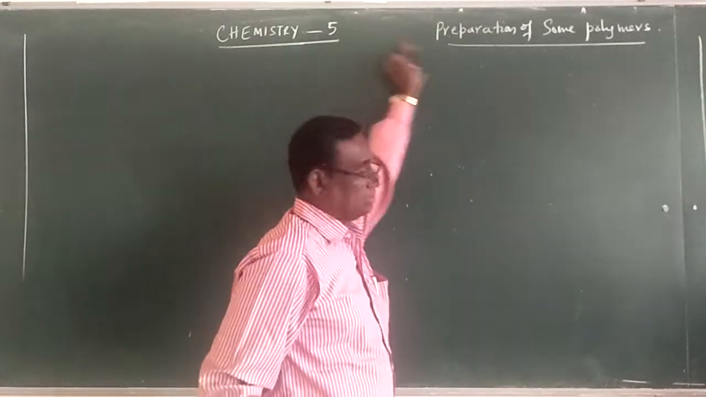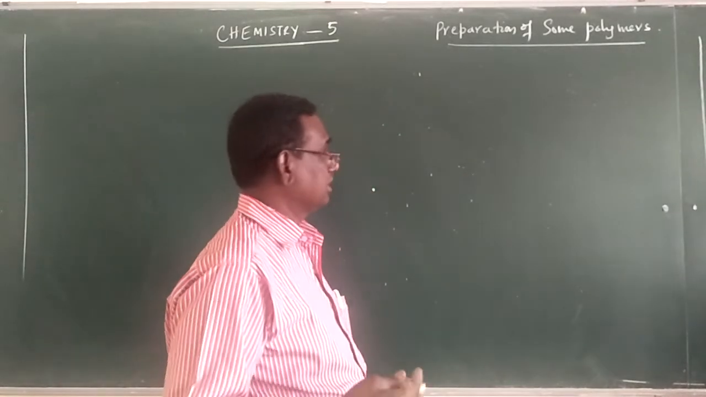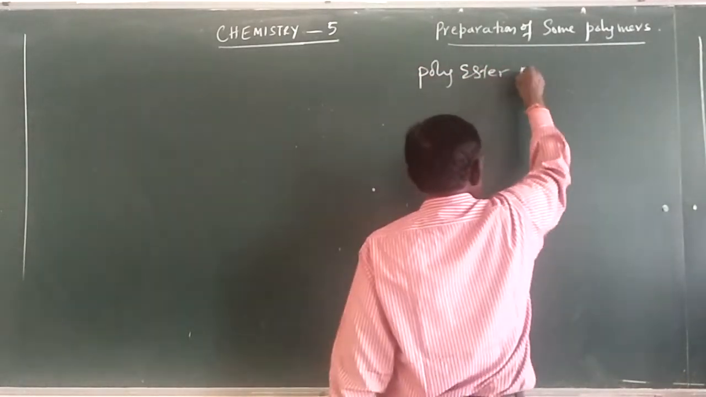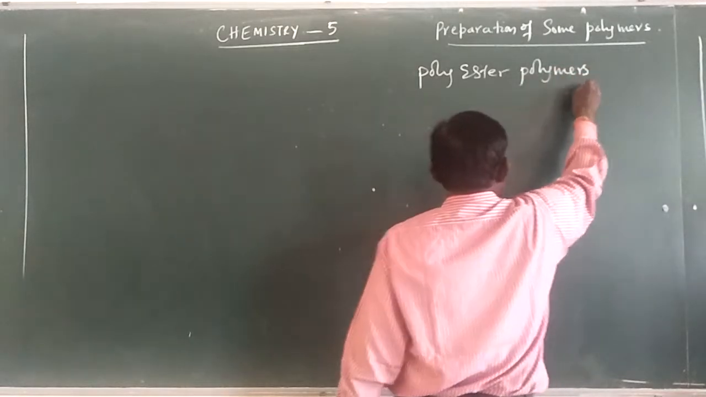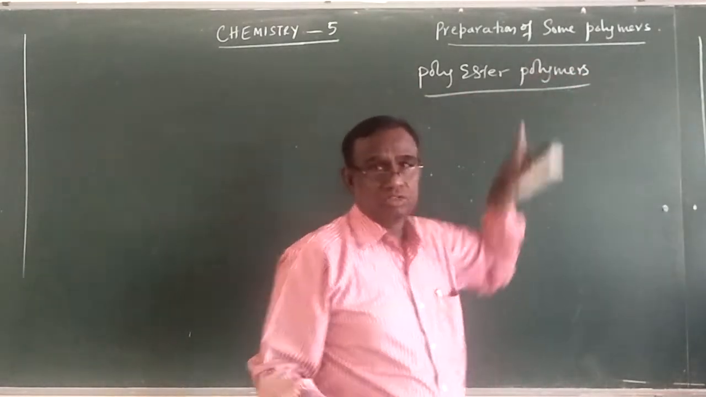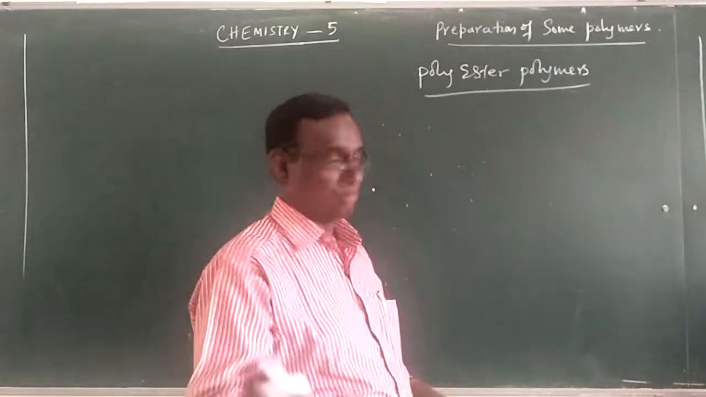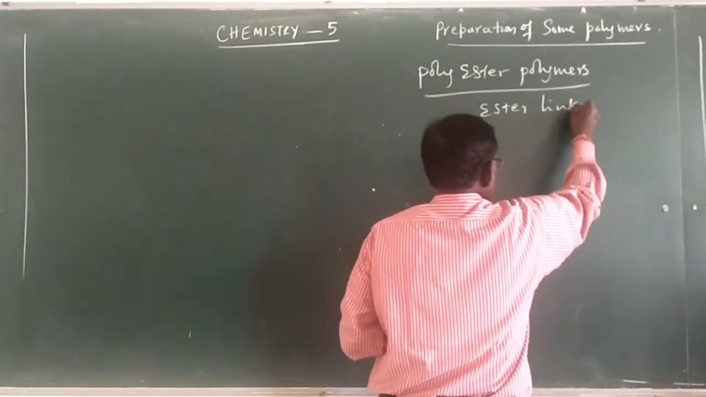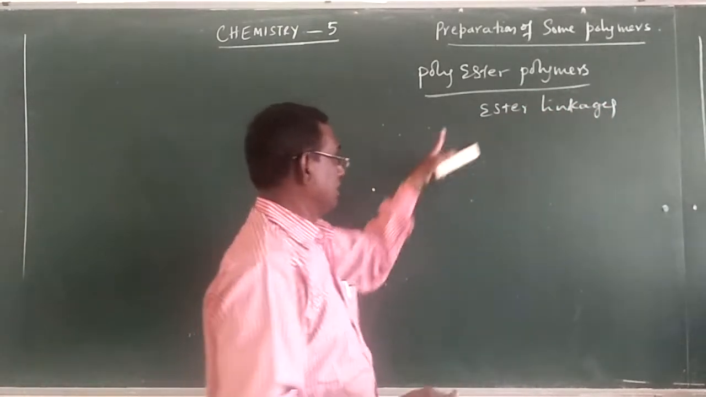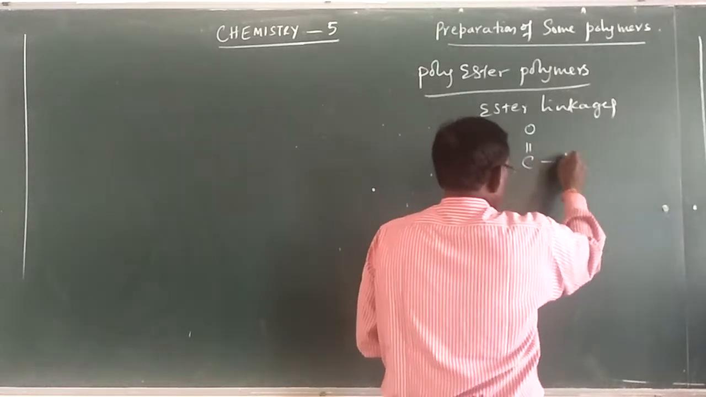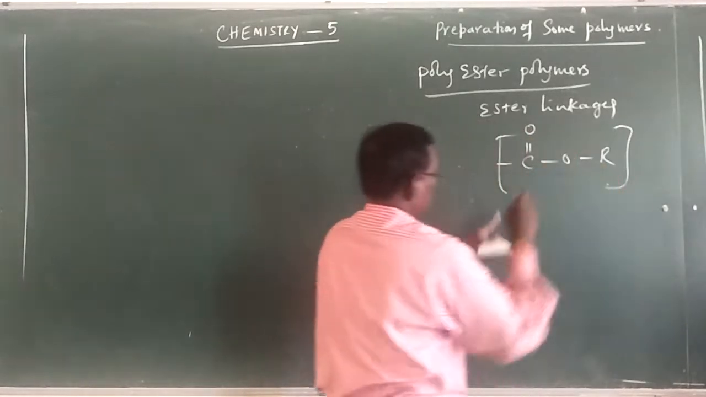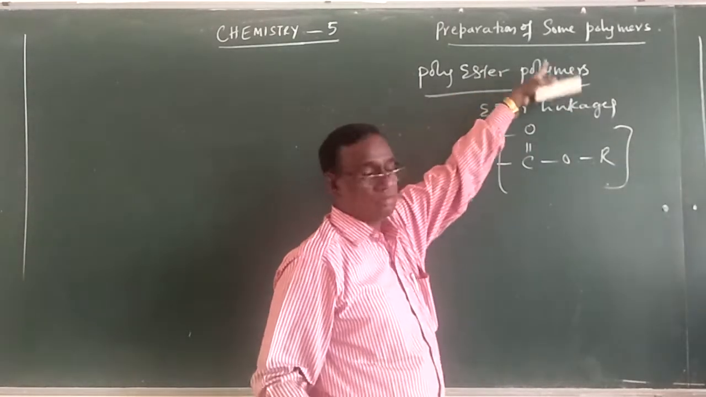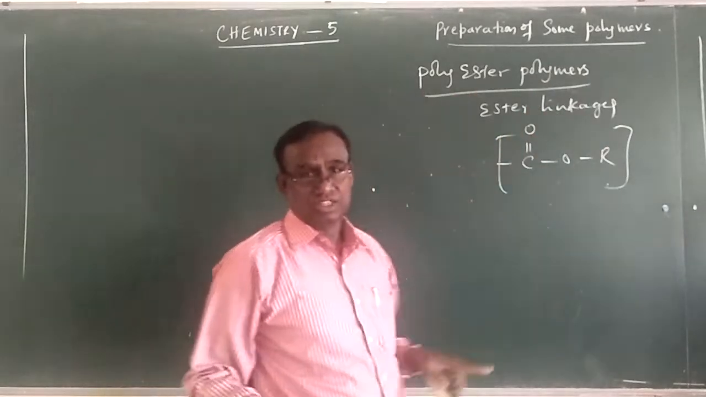Today we are going to prepare one more polymer, called polyester polymer. These polyester polymers are nothing but polymers which contain ester linkages, or ester bonds. Ester linkage means you see COO. This linkage is called the ester linkage. Therefore, polyester polymers are polymers which contain ester linkages in them.